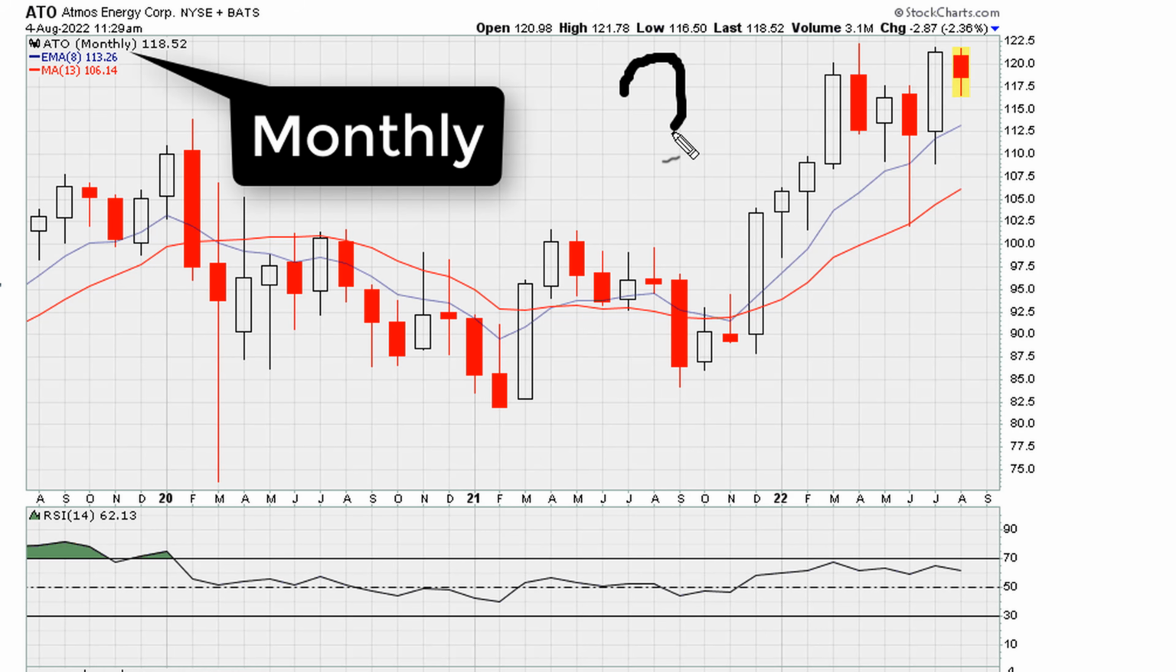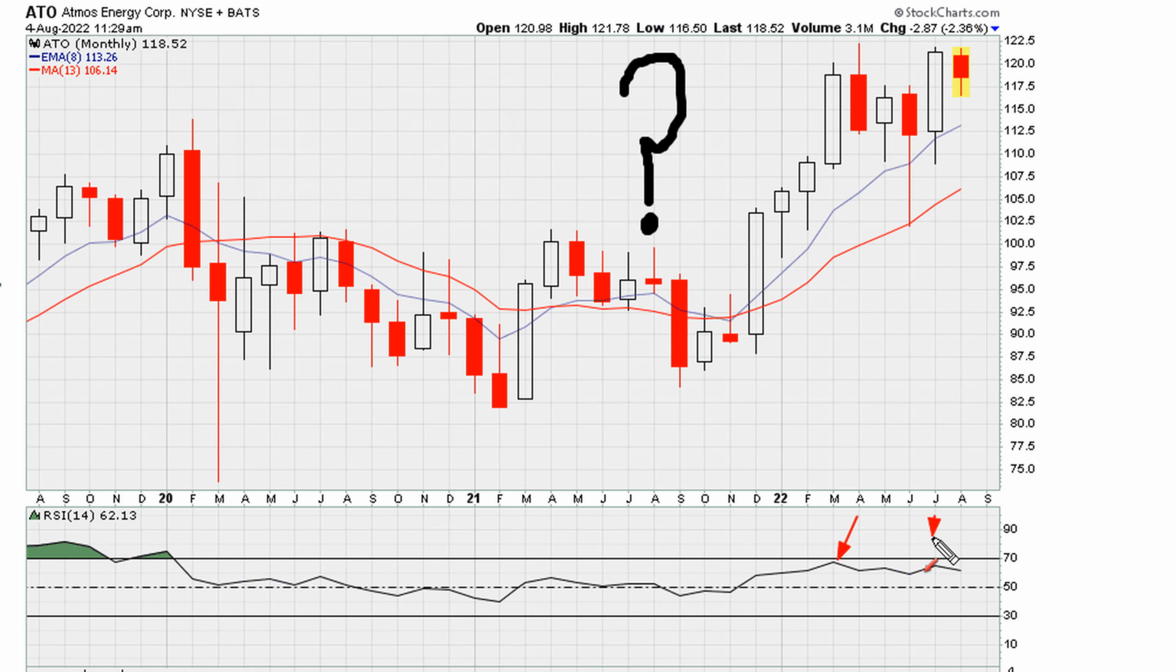Now consider these candlesticks. What are they saying? I will show you how the same chart, the same stock on the long-term monthly chart is giving us a reason to suspect resistance here. This is 3 years of monthly data.